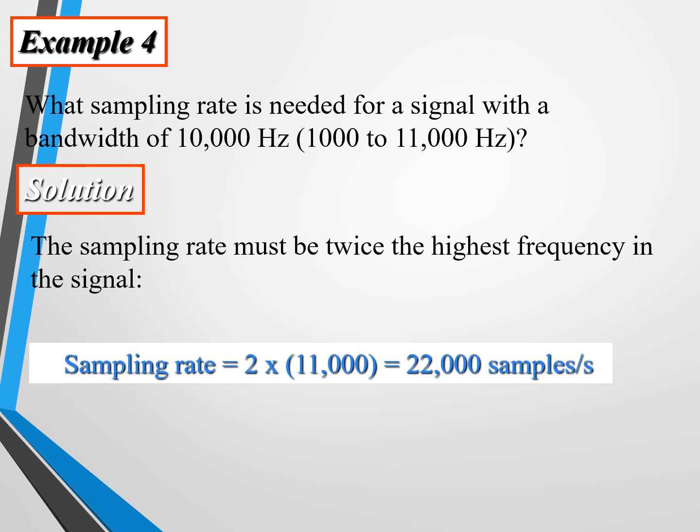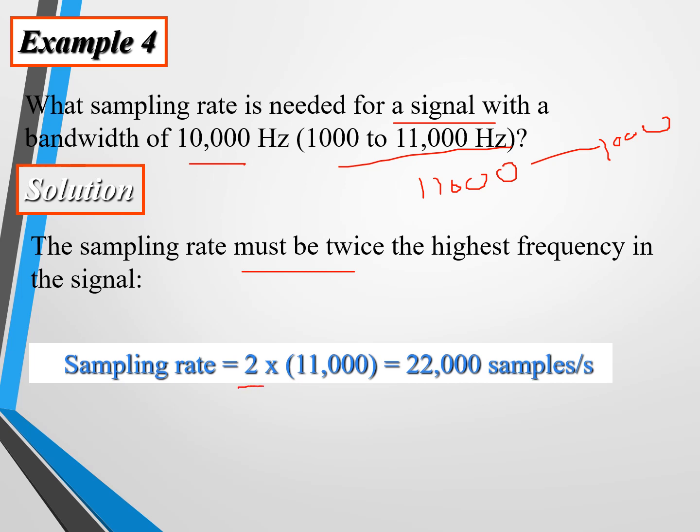What sampling rate is needed for a signal with a bandwidth of 10,000 hertz? यहाँ पे हमें bandwidth given है और साथ में हमें spectrum भी दिया गया है, that is 11,000 minus 1000. जब हम करेंगे तो we will get the bandwidth that is 10,000. The sampling rate must be twice of the highest frequency, and our highest frequency is the 11,000.